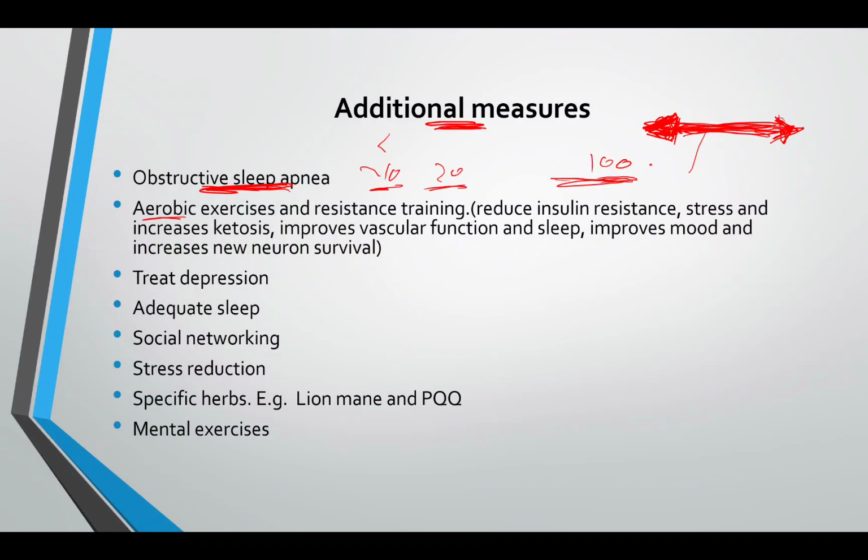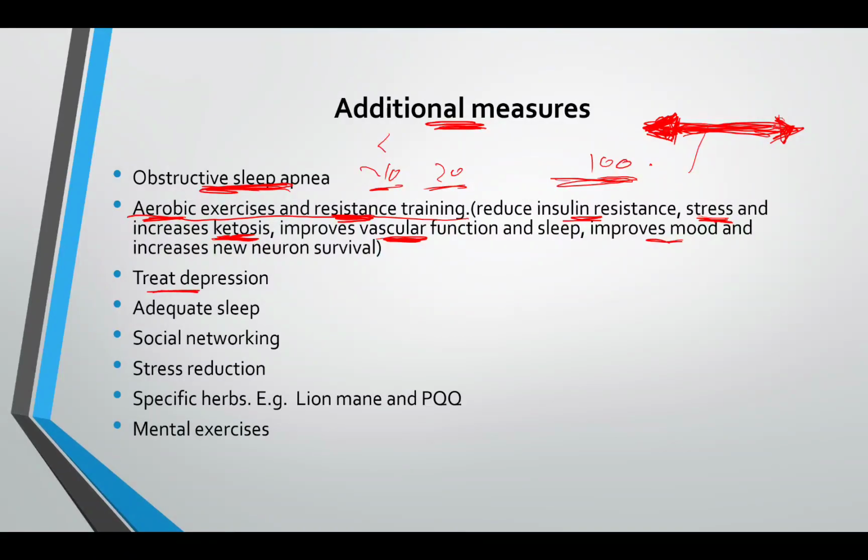Exercise, we need to do both aerobic and resistance exercise, because both of them help to reduce insulin resistance, reduce stress level, improve vascular function, the blood to the brain, and increase ketosis. So when you're fasting for ketosis, if you do exercise during the fasting time, it will help to consume the glucose quickly and go into fat and start mobilizing fat and form ketosis. It also improves the mood. That's why exercise is very important in the protocol.